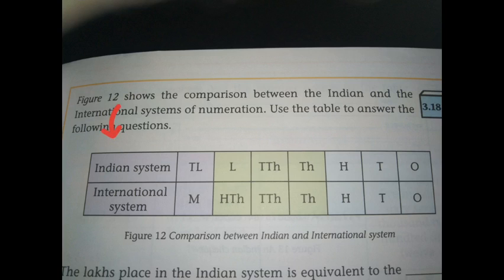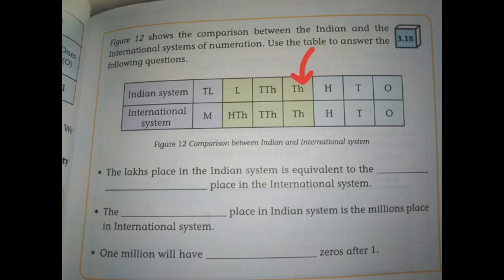Next, figure 12 shows the comparison between the Indian and the international systems of numeration. Use the table to answer the following questions. The Indian system represents ones, tens, hundreds, thousands, 10,000s, lakh, 10 lakh. But the international system represents ones, tens, hundreds, thousands, 10,000s, 100,000s, million. 10 lakh is equal to million. Lakh is equal to 100,000s. 10,000 is equal to 10,000. 1,000 is equal to 1,000. 100 is equal to 100. Tens is equal to tens. Ones is equal to ones.